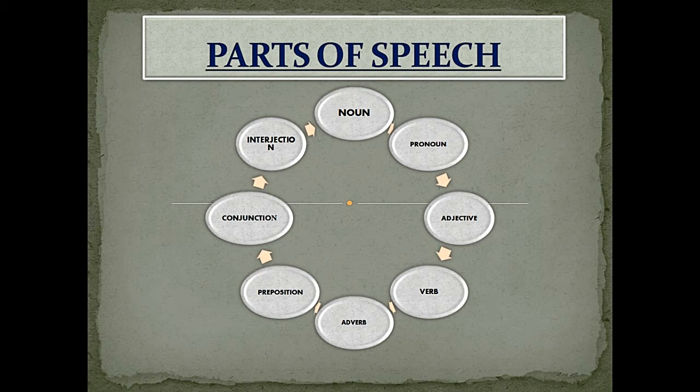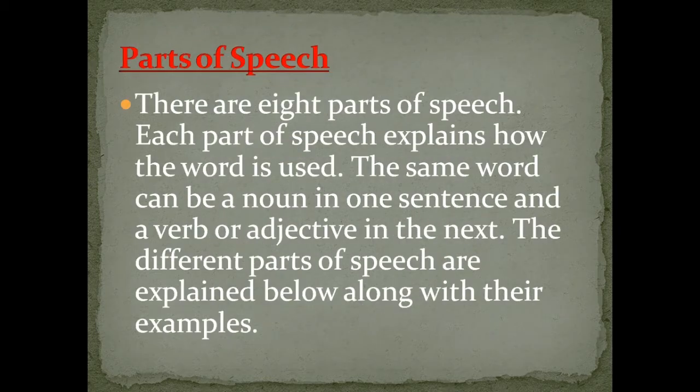Parts of speech consist of 8 types. They are noun, pronoun, adjective, verb, adverb, preposition, conjunction and interjection. What is parts of speech? Each part of speech explains how the word is used.